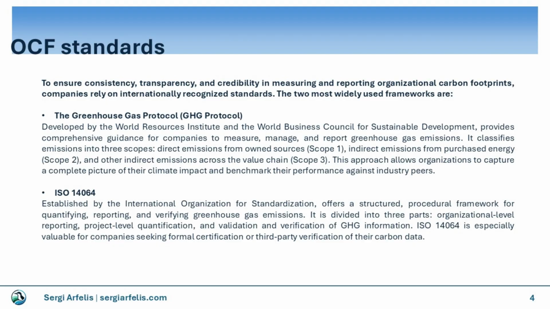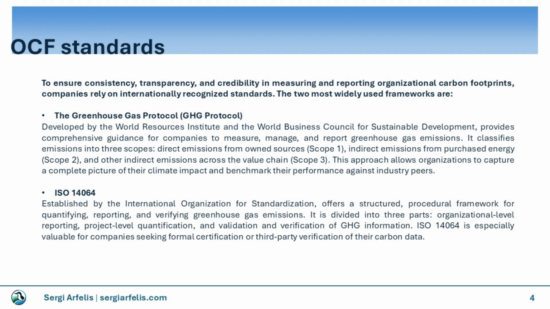What makes the GHG Protocol especially practical is its classification of emissions into three scopes. Scope 1 covers direct emissions from sources that a company owns or controls, like boilers, company vehicles, or on-site manufacturing. Scope 2 is for indirect emissions from purchased energy, such as the electricity you buy to power your offices or factories. Scope 3 is broader and includes all other indirect emissions that occur in your value chain, like business travel, outsourced production, or even how your products are used and disposed of by customers.